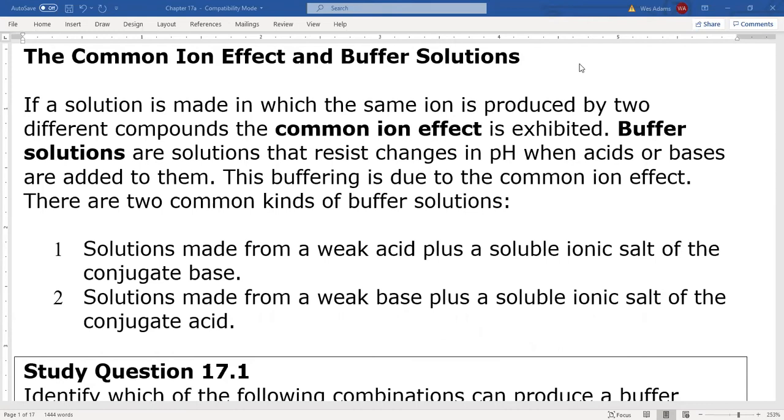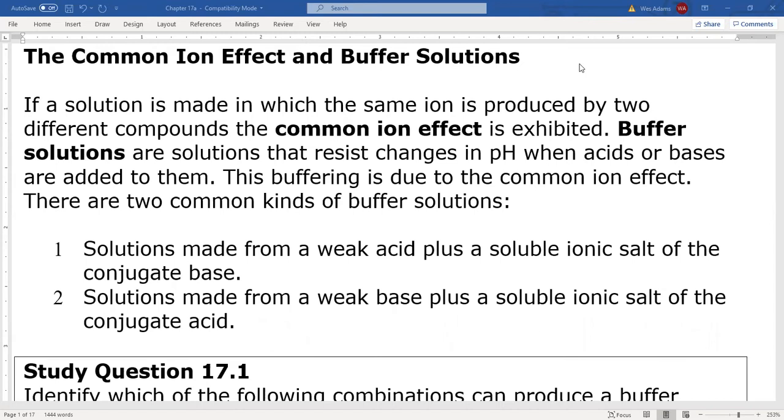That buffering is due to the common ion effect, because you'll have acid that could react with any base and base that could react with any acid. So there are two basic types. One can be made from a weak acid and a soluble ionic salt of its conjugate base, or a solution made from a weak base plus a soluble salt of its conjugate acid.